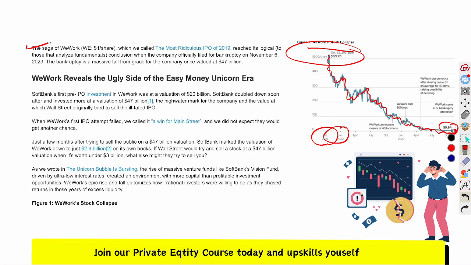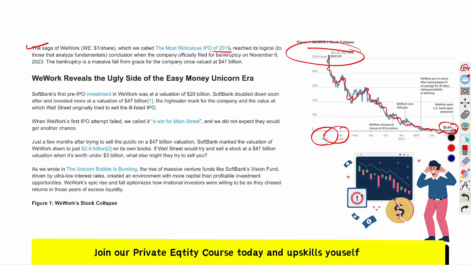WeWork, whose price was at $1 again, and which we call the most ridiculous IPO of 2019, reached its logical, fundamentals-driven conclusion when the company officially filed for bankruptcy on November 6, 2023. The bankruptcy is a massive fall from grace for a company once valued at $47 billion. Just imagine, $47 billion becomes zero. WeWork reveals the ugly side of the easy money unicorn era.